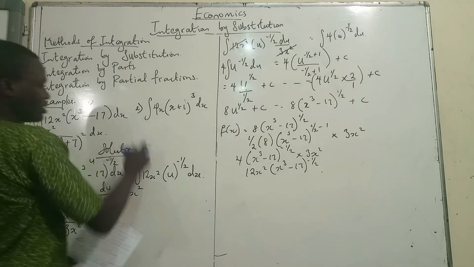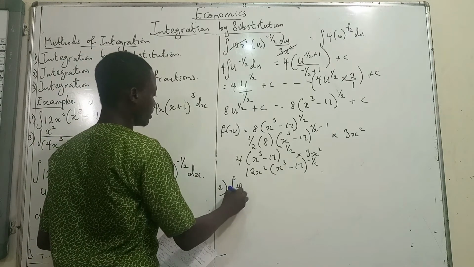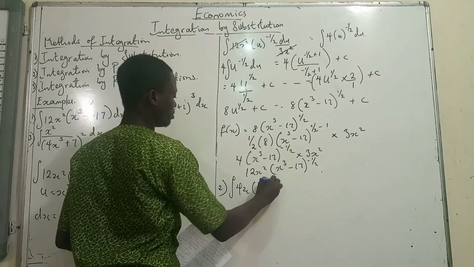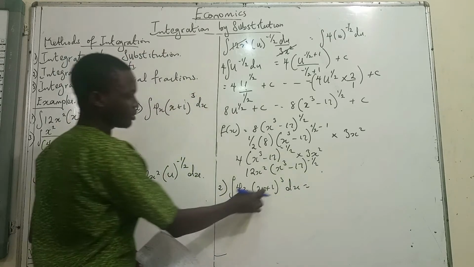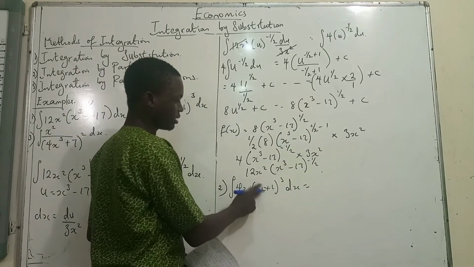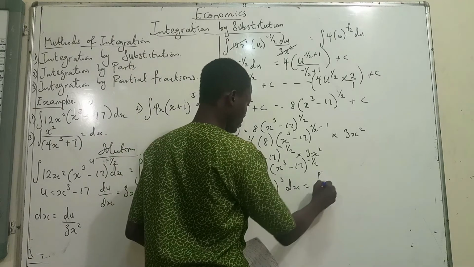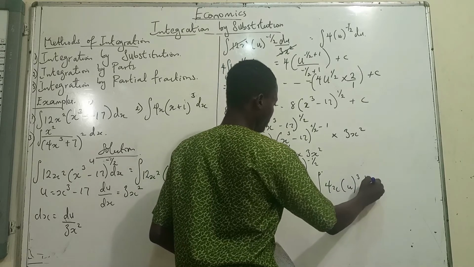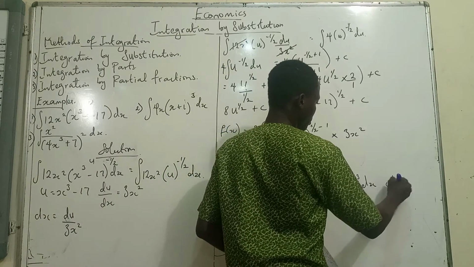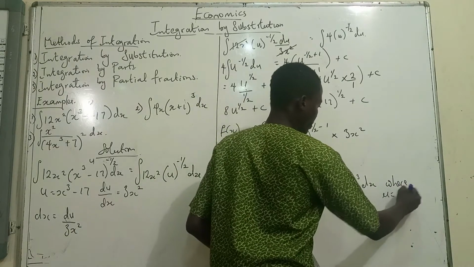Now let's move into this guy quickly. Number 2, we have integrate 4x into brackets x plus 1 raised to power 3 dx. So what we just have to do basically is, the bracket is going to be u. So here is u. So we have the integral of 4x into bracket u cubed dx, where u equals x plus 1.